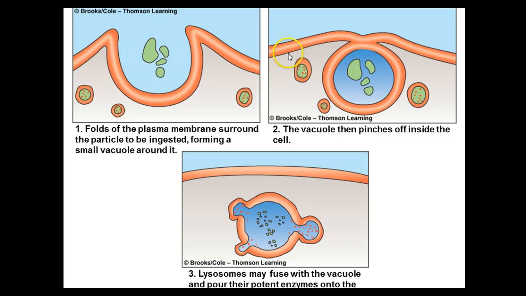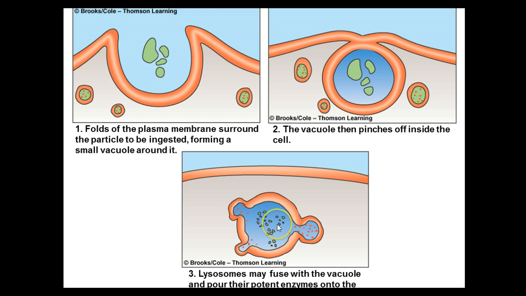So we have some kind of material right here on the outside of the cell. The plasma membrane folds inward, and as it folds inward, that plasma membrane forms a vesicle around this material that pulls this material into the cell. And then what we see right here, this, and this, those would represent lysosomes containing digestive enzymes and acids. And down here on number 3, we see that these lysosomes have fused with what is now a food vacuole, and it's dumping those digestive enzymes and acids into the contents of that food vacuole, breaking it down.